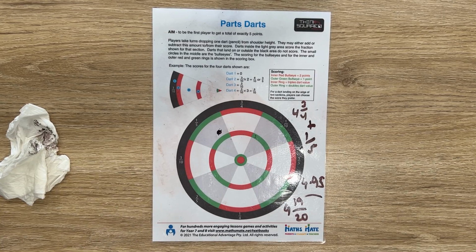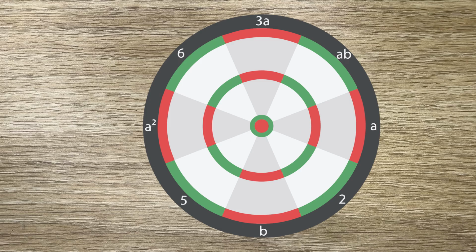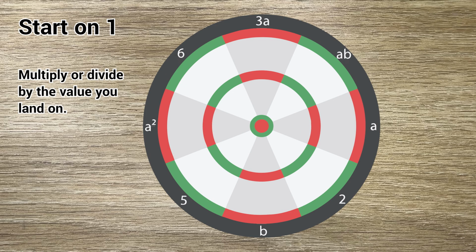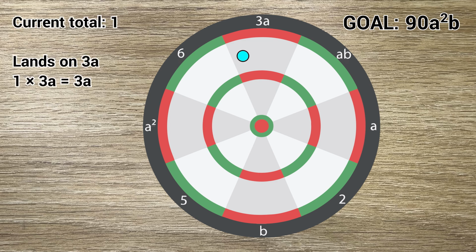You can also play this game with algebra. In the algebraic version, players' goal is 90a squared b, and players start on 1 and then multiply or divide by the value they drop their pen on. In this first instance, the players dropped their pen at 3a, and so they multiply that by 1 to get 3a. The second turn, they've landed on double 5, which is 10, and they multiply that by 3a to get 30a.